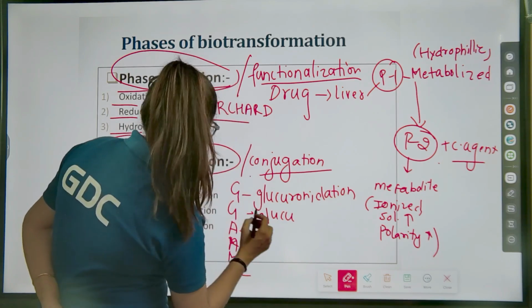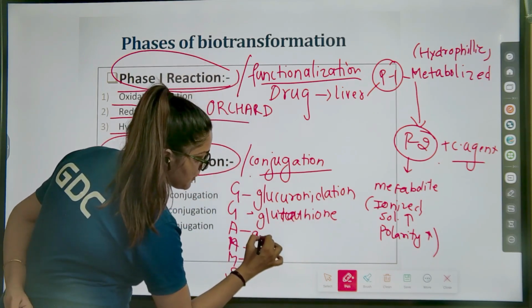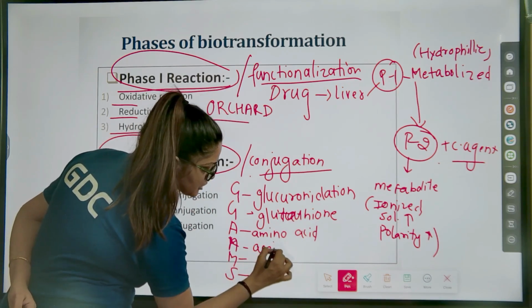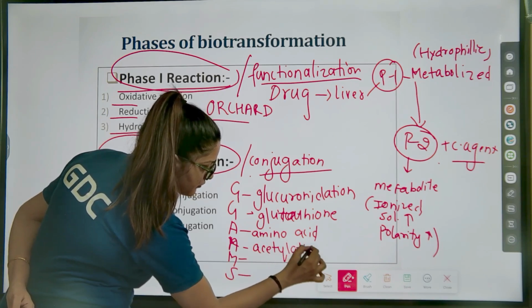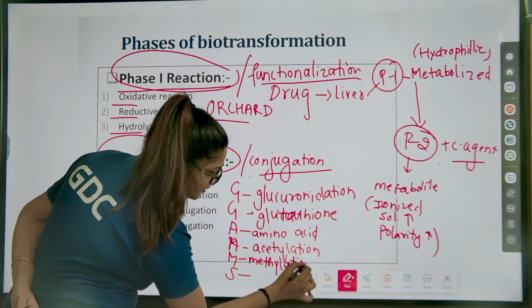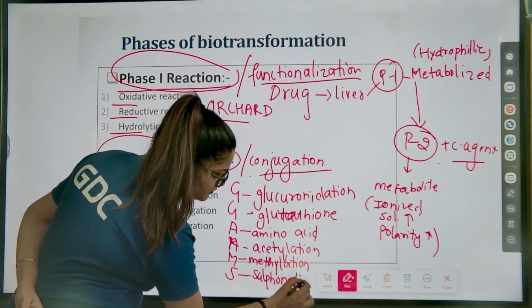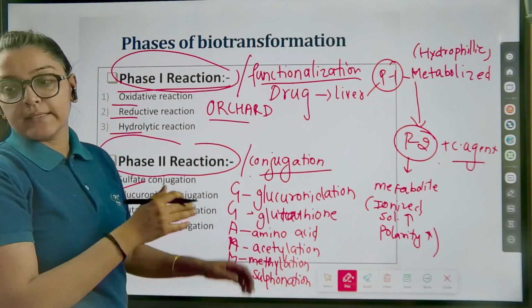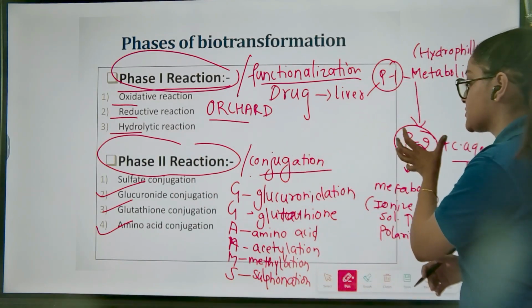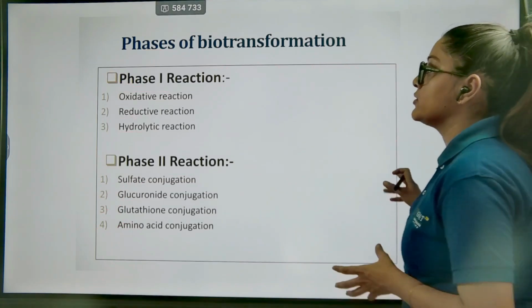Glucuronic conjugation, glutathione conjugation, amino acid conjugation, acetylation, methylation and sulfonation. Alright, so all these reactions are in a manner that they are going to help bind an endogenous molecule, making them more polar, right? Let's see a little more about these phases.